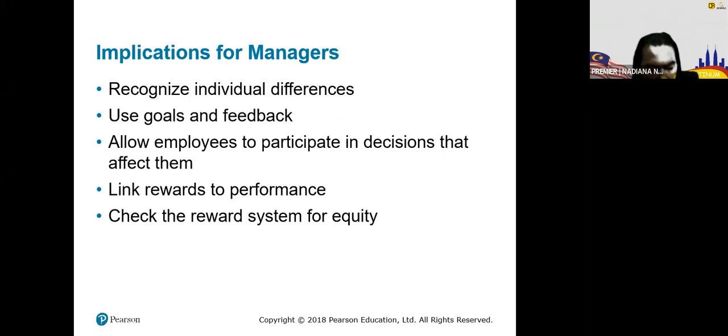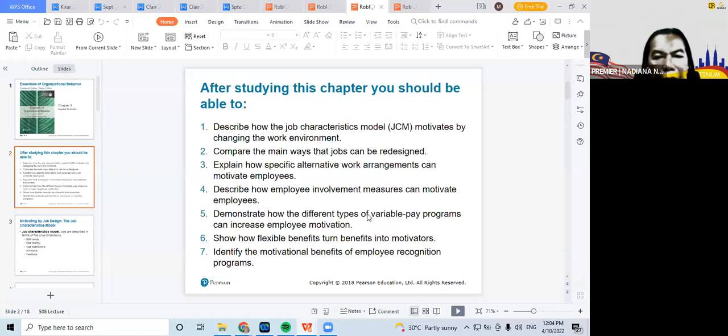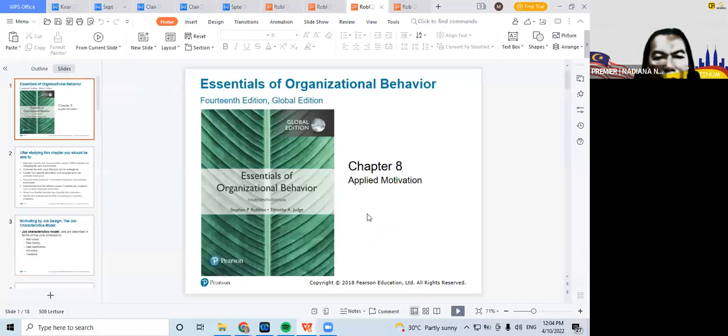Okay, application to the managers. Recognize individual differences, use goals and feedback, and allow employees to participate in decisions that affect them. And tie rewards to performance, check the reward system and equity. Okay. That's all for chapter 8. We have finished chapter 8.